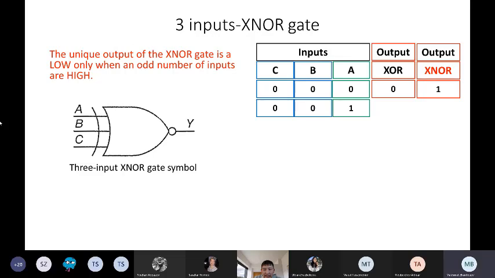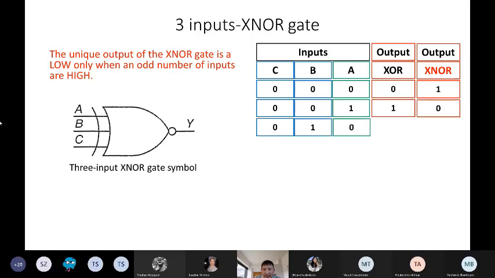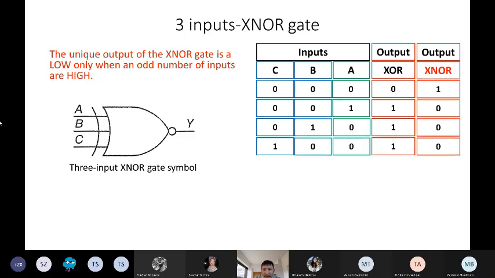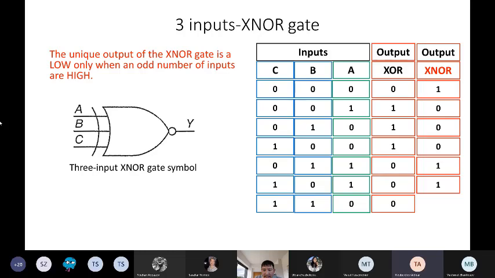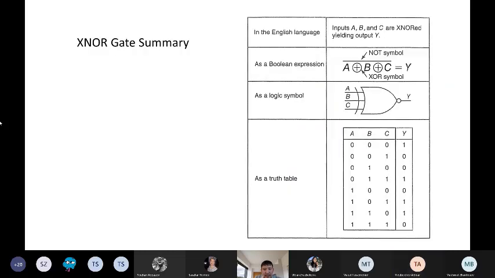Here, what will be? 1, 0. Here it will be the same. Here, 0, 0, 1: XOR 1, XNOR 0. Here, 0, 1, 0: 1, 0. And I think we also have additional 2 possibilities here. Same, 1, 0. Same. And the last one: 1, 0. Okay, so great.